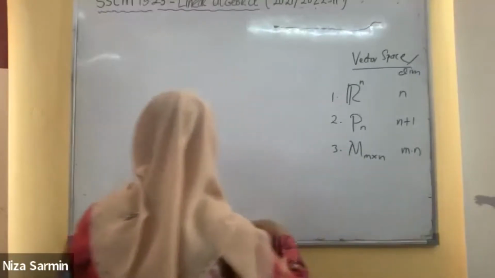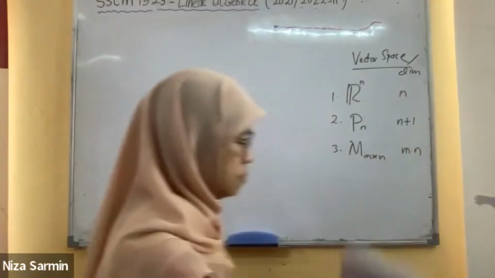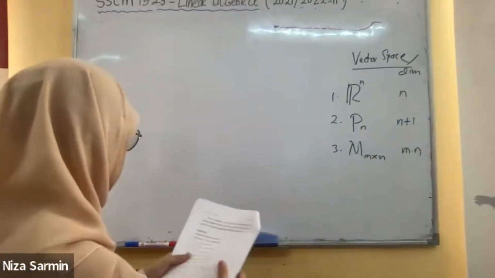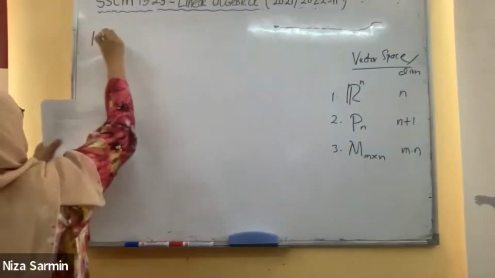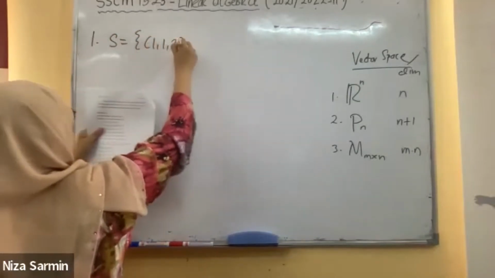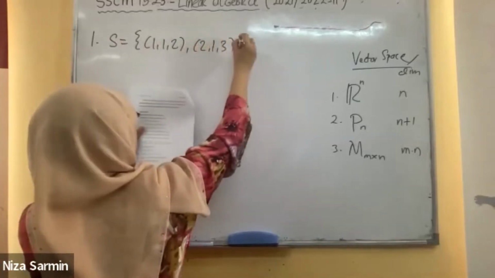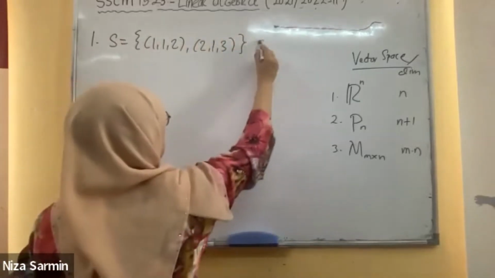Okay, now for the first question, S is (1, 1, 2), (2, 1, 3).